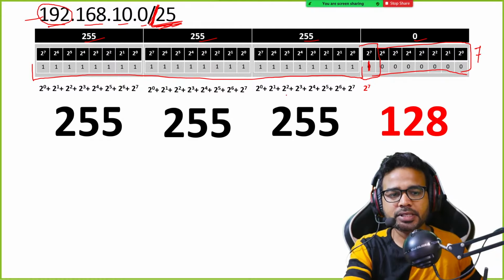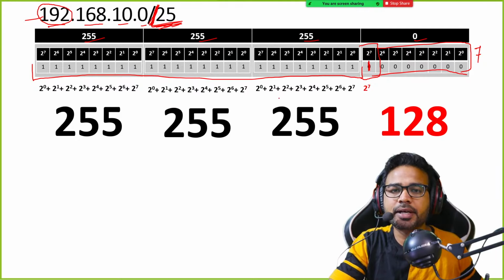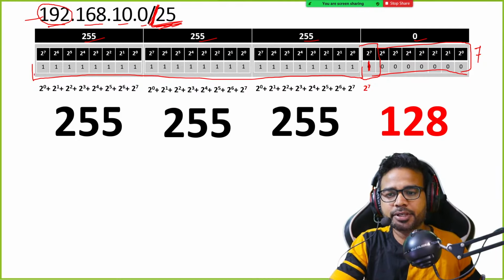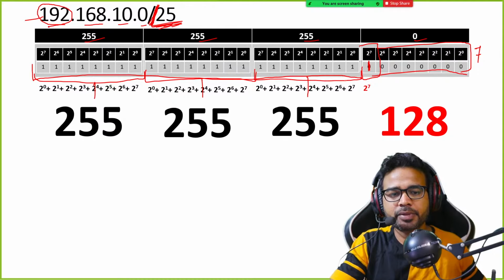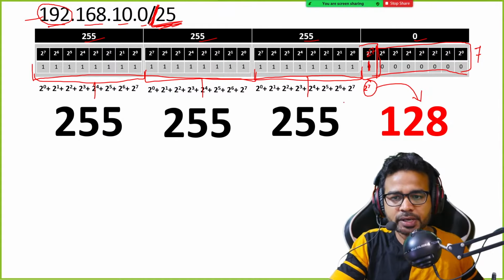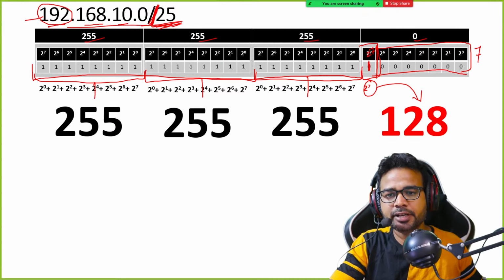Now how to find the subnet mask? As I have told you, you have to find the value of the network bits and calculate them. Here all the bits are reserved for the network, so it is going to be 255. Same here, 255, and here also 255. Here only 1 bit is reserved for the network. What is the value of this 1 bit? It is 2 to the power 7. If you calculate 2 to the power 7, you will get 128. That is why the subnet mask for this IP address with CIDR value 25 will be 255.255.255.128.